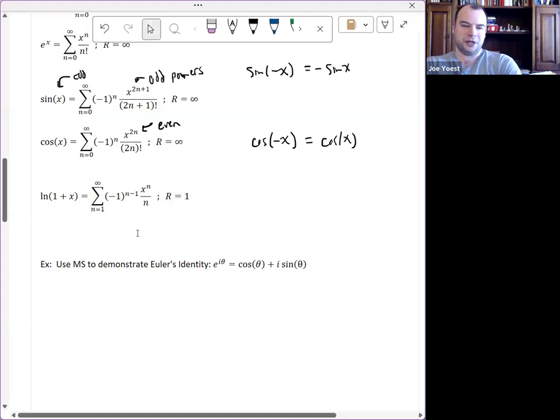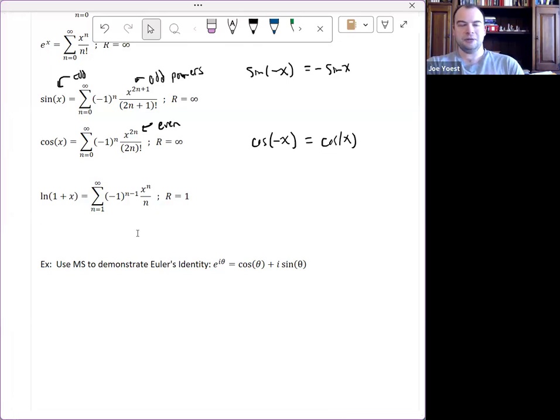And here the radius of convergence is 1. That was about the best that we could hope for because the inputs into log have to be strictly positive, and 1 plus a -1 takes us down to 0. So the best we could hope for is a radius of convergence of 1. And that's what we get.